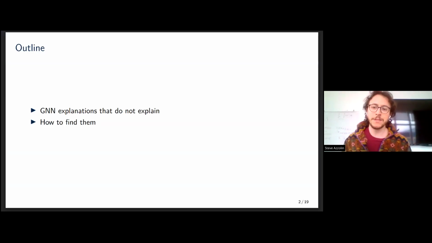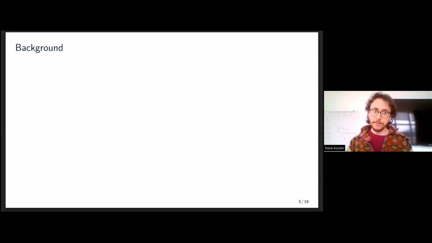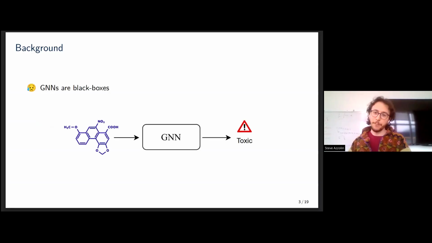So I would like to first introduce you to a family of explanations that do not really explain. This will be clear in a second what that means. And then we will move to how to find them. Before going to the actual meat, we of course need to set some background. And since this is the graph learning reading group, I assume some prior knowledge on graph learning, why graphs are cool, and why it's cool to study GNNs. And I will move straight to the explainability part.